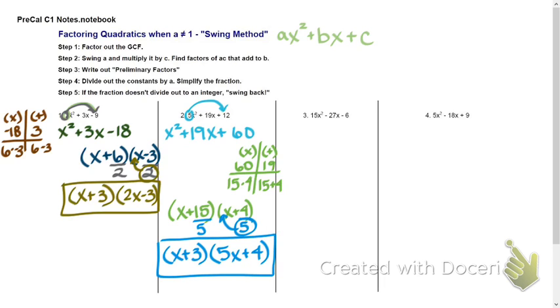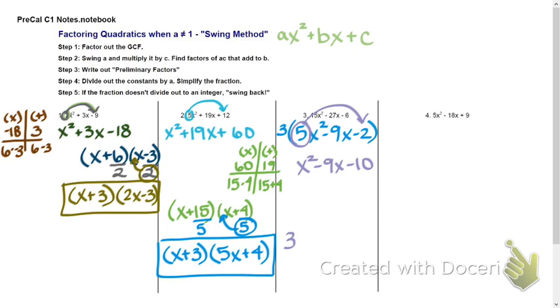For the next problem, I see that there is a greatest common factor between each one of these. We can factor out the 3, so we're going to start there. Then we have 5x squared minus 9x minus 2. Now, when I use the swing method, I'm using this new trinomial. I'm literally going to ignore this 3 until the very end. So this is my new a value, and I'm going to swing that forward. So we have x squared minus 9x minus 10.